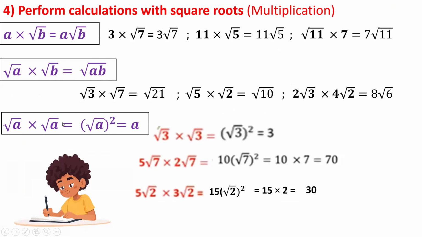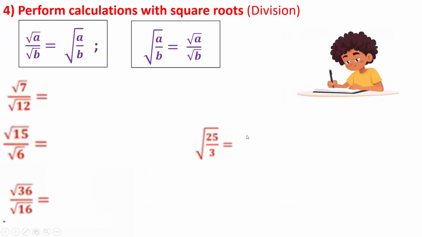Now radical a times radical a, I'm multiplying 2 radicals with the same radicand. It will give me radical a all of it squared, and the square cancels the radical, it gives you a. For example, radical 3 times radical 3 is radical 3 all of it squared, then the answer is 3.